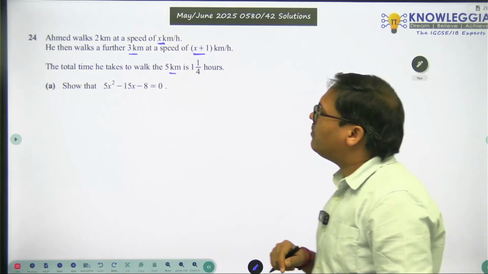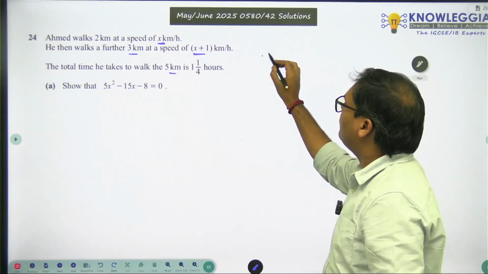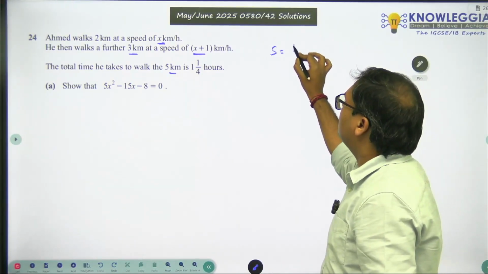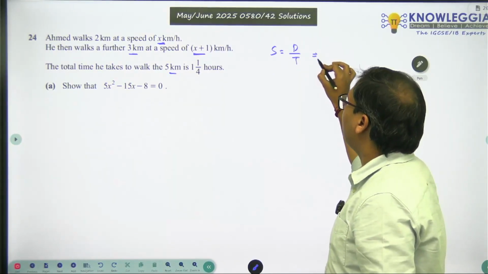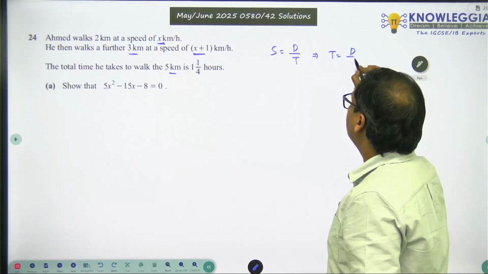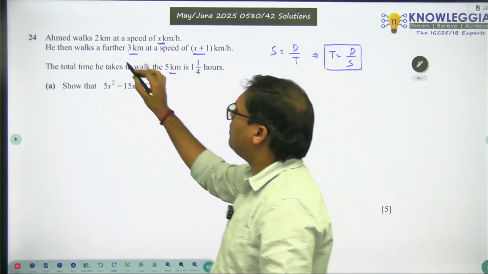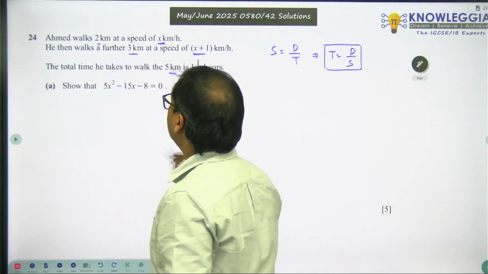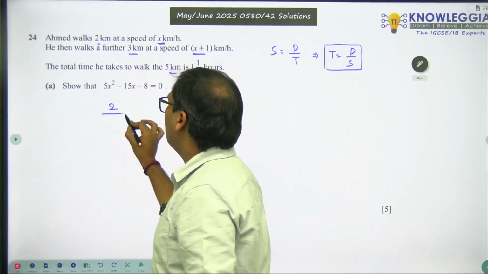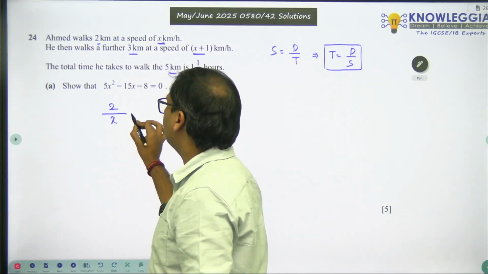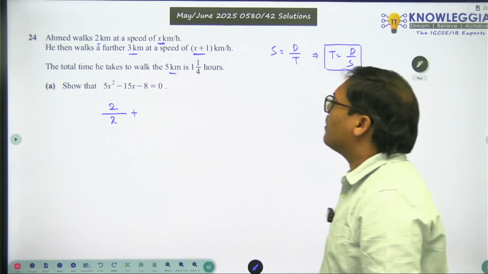Okay. So what is the time taken? Well, we know that speed is distance upon time. So what is time taken? Time taken is distance upon speed. So what is the time taken for 2 kilometers? So the distance is 2 and the speed is x. Correct? Plus what is the distance?